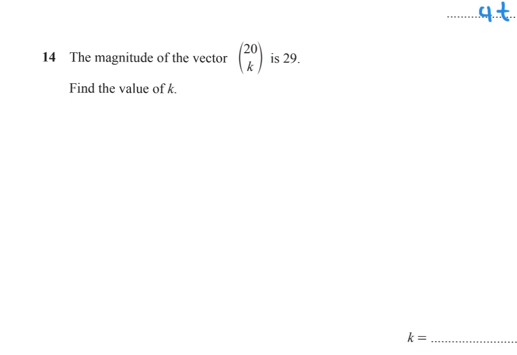Number 14. The magnitude of the vector (20, k) is 29. Find the value of k. So what was the formula? The magnitude of the vector is the square root of x squared plus y squared, so 20 squared plus k squared, under the square root, equals 29. Now square both sides.